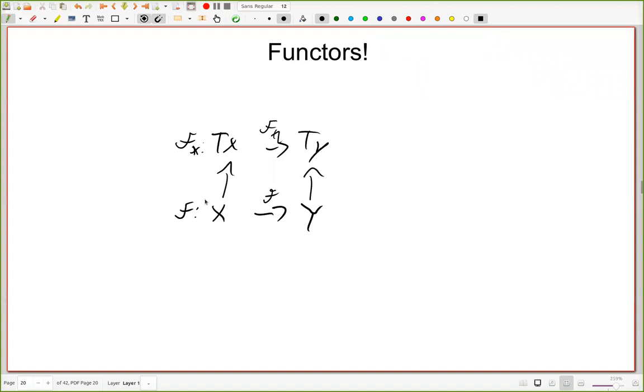And this thing that I just showed you basically showed that composition down here is the same thing as composition up here. And that's what it means to be a functor.